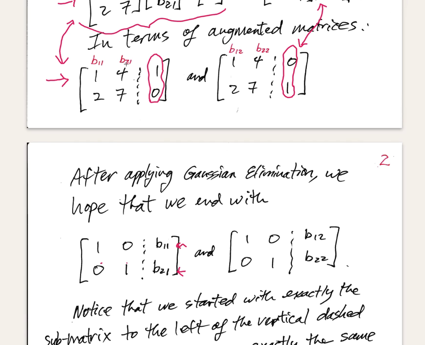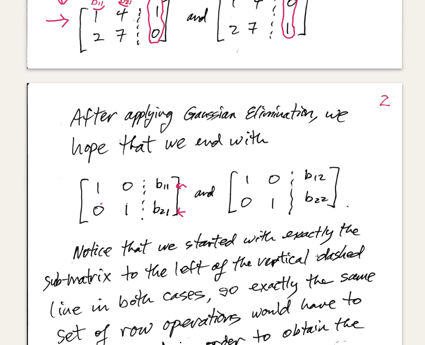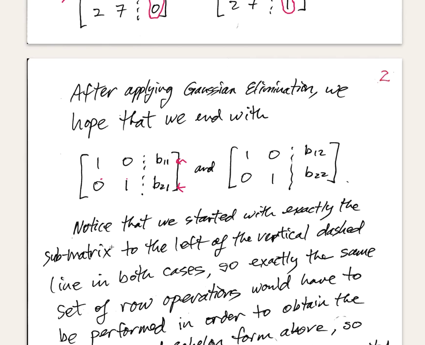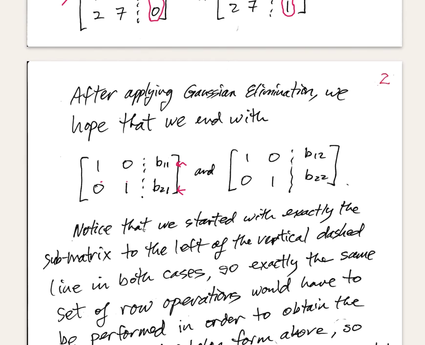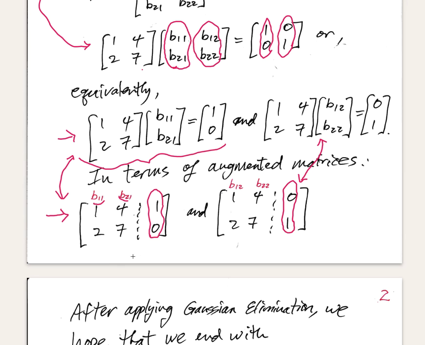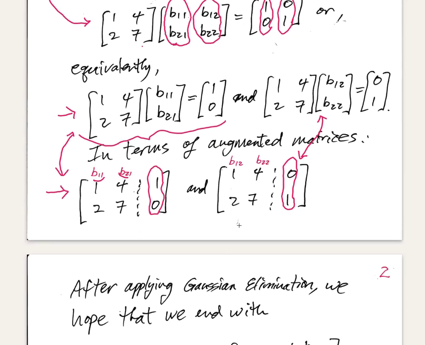From the headings on each column, we could see the answers would actually be over here. Ideally, we have 1, 0, b11, and 0, 1, b21, so we'd know the first column of our inverse. And likewise over here, the only difference being that we would have b12 and b22. Now I'm going to make this statement: notice that we started with exactly the same submatrix to the left of the vertical dashed line, the 1, 4, 2, 7. Those are identical here.